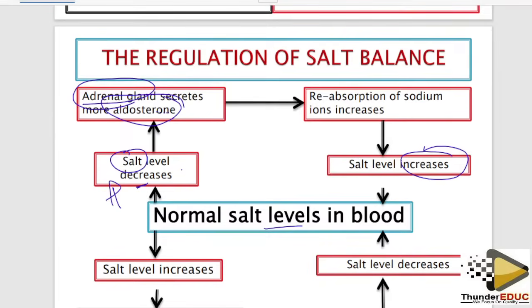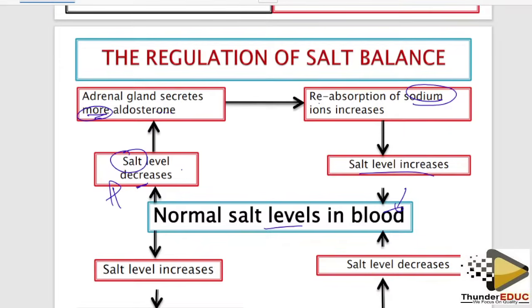So what's the function of aldosterone? It also brings about the permeability. It brings about more reabsorption. I said always use the word reabsorption. So what's happening with the adrenal gland? The adrenal gland is going to produce more aldosterone, and this aldosterone is going to make the nephron reabsorb more sodium ions. The moment sodium ions are reabsorbed, the salt level will increase and go back to normal.